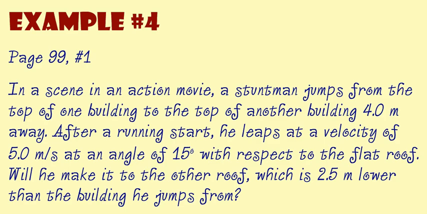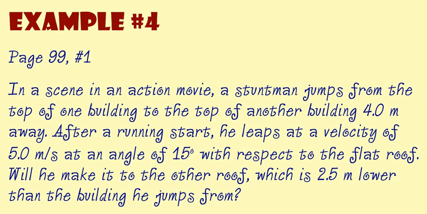In this example, a stuntman is jumping from the top of one building to the top of another building that is 4 meters away. The stuntman gets a running start, leaps at a velocity of 5 meters per second and an angle of 15 degrees with respect to the flat roof, and we want to know if he's going to make it safely onto the second roof, which is 2.5 meters lower than the building he jumps from.